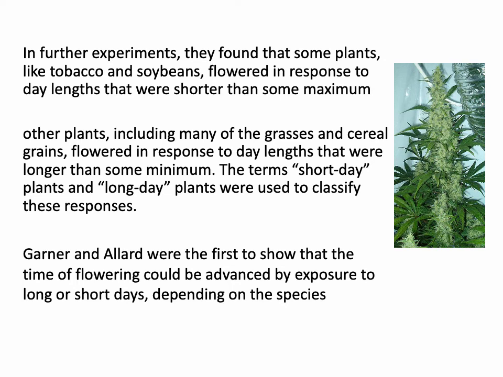In further experiments, they found that some plants like tobacco and soybeans flowered in response to day lengths that were shorter than some maximum. But other plants, including many grasses and cereal grains, flower in response to day lengths that were longer than some minimum. And so that's given rise today to most commercial agricultural crops being categorized as short-day plants or long-day plants, depending on whether they flower when exposed to short days or long days. An example of this is marijuana.